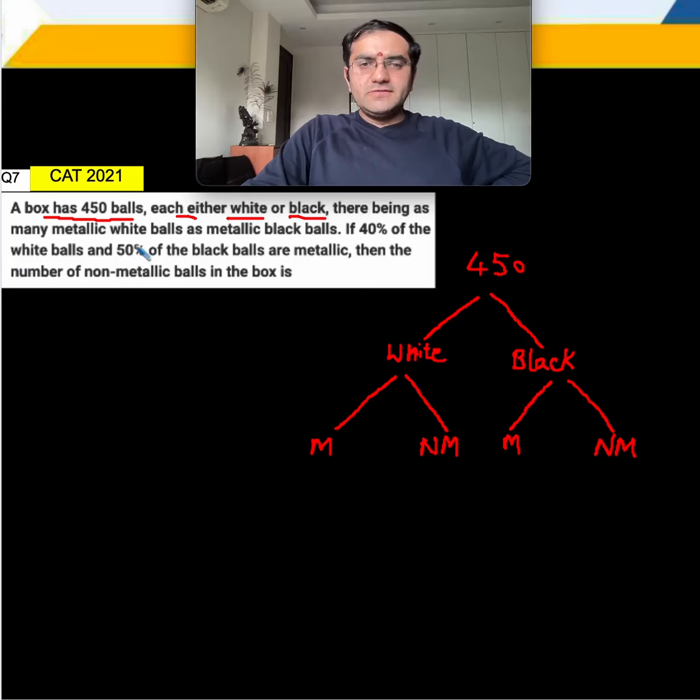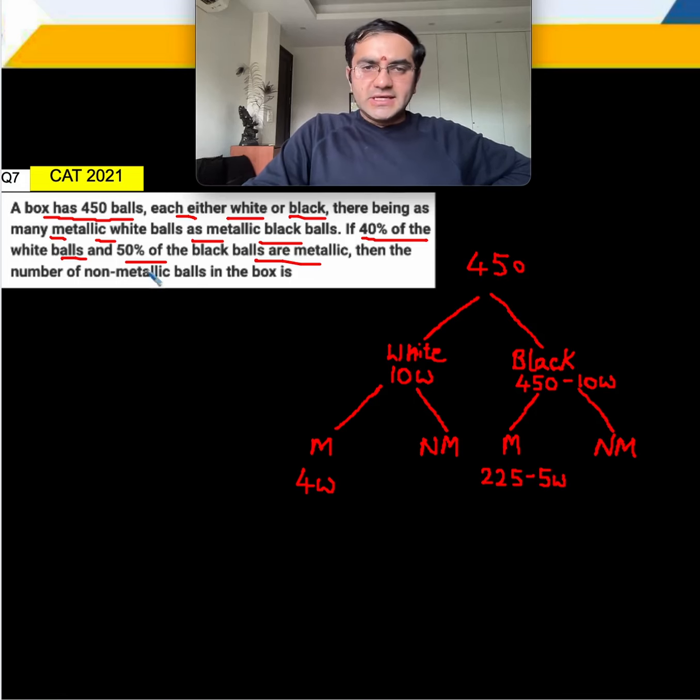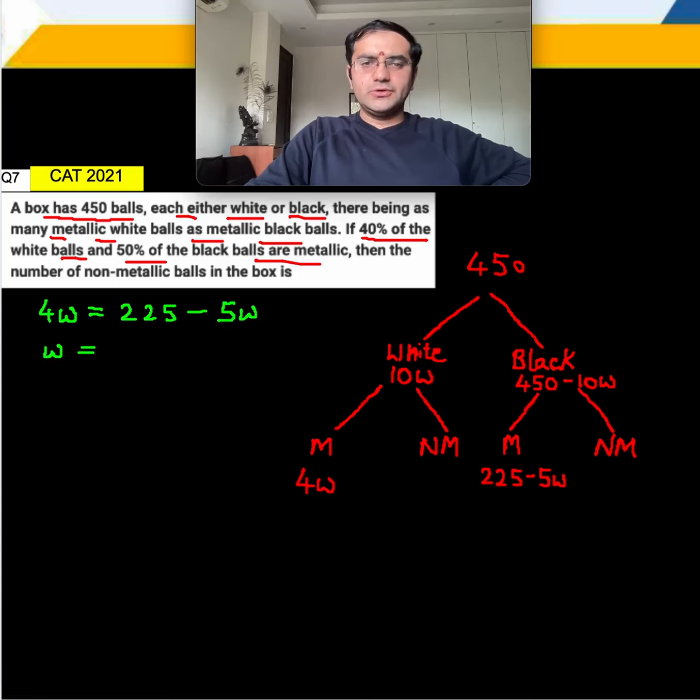If 40% of the white balls, I need to assume something for the white balls. Let's say 10W. 10W white balls, remaining become black balls. 450 minus 10W. Okay? If 40% of the white balls are metallic, so that's 4W, and 50% of the black balls are metallic. 50% means half. 450 minus 10W ka half is 225 minus 5W. And originally it said that as many metallic white balls as metallic black balls. So just equate them. Metallic white and black को equate कर दो, you get W as 25.